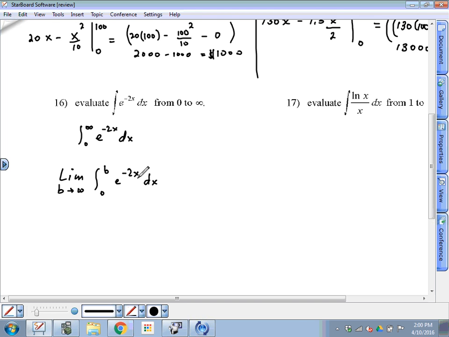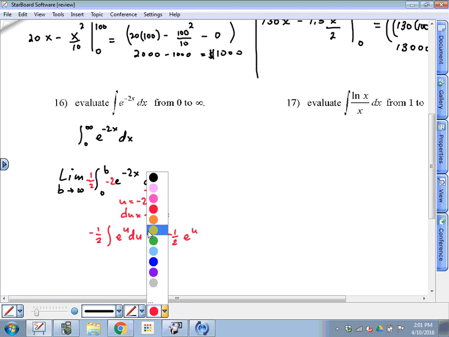Now we've got to evaluate and find the antiderivative of e to the negative 2x. So we're going to have to do a small u substitution. If u equals negative 2x, then du equals negative 2 dx. We've got the dx, but we need the negative 2, so I'm going to put a negative 2 here and a negative 1/2 out in front. So now we have negative 1/2 times the integral of e to the u du, which is negative 1/2 e to the u.